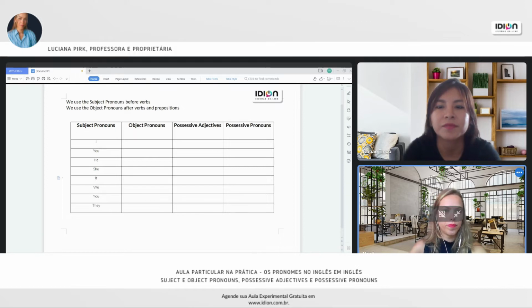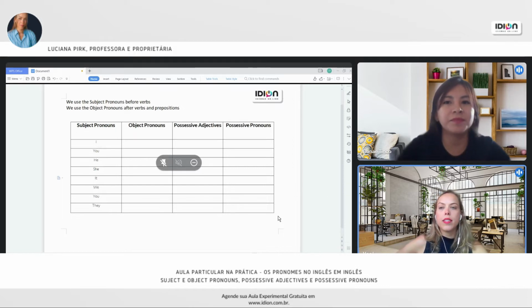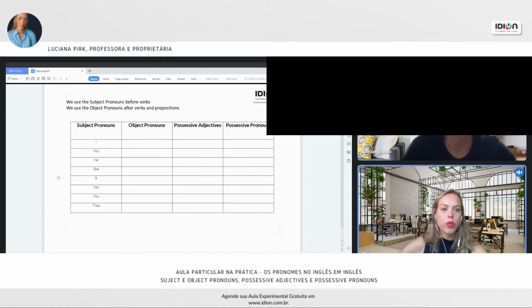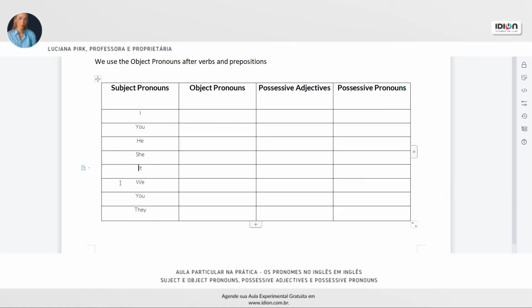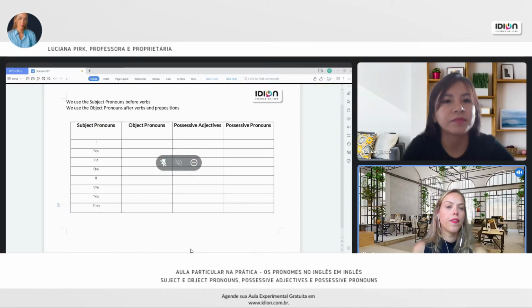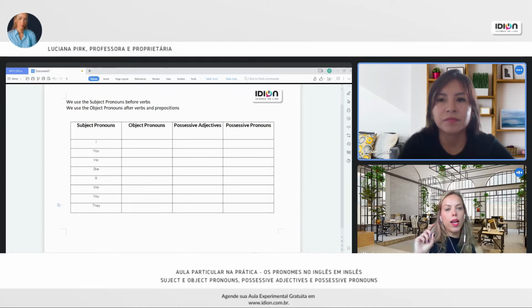It's normal. Okay. And for the plural, right, we have we, the plural of I, you is the plural of you, and they is the plural of all the third person in the singular. So he, she, it becomes they. It doesn't matter if you are talking about the cows. One cow, it's two cows, they.